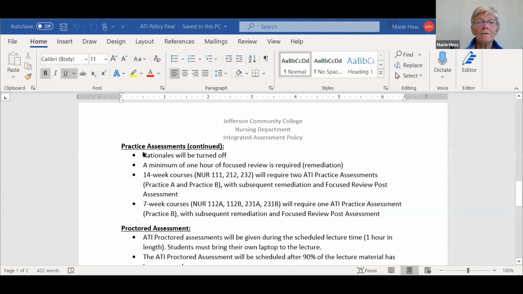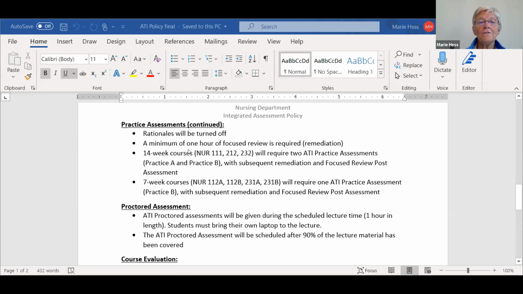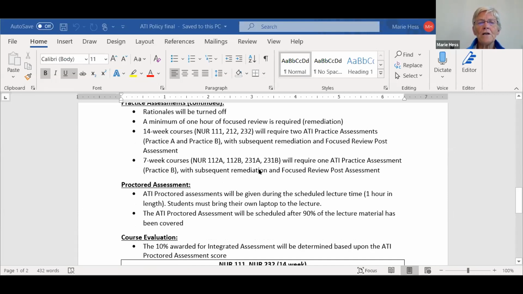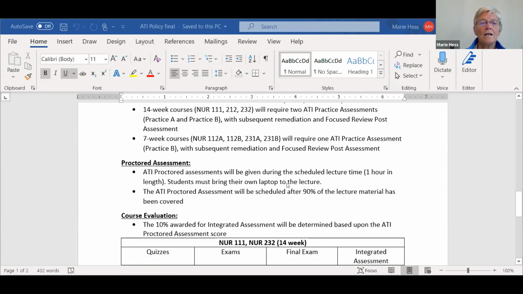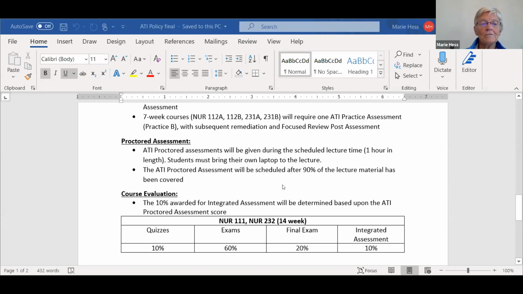For the practice assessments, rationales will be turned off. You have a minimum of 1 hour of focused review required for remediation. For 14-week courses, which this one is 212, you require both practice assessments, A and B, with subsequent remediation and a focused review post-assessment. For the 7-week courses, they only do B. The proctored will be given during the scheduled lecture time, 1 hour in length. You must bring your own laptop. Well, you already got that. And after 90% of the lecture.